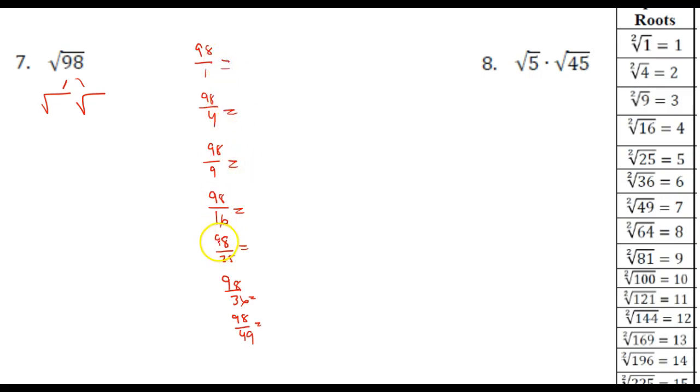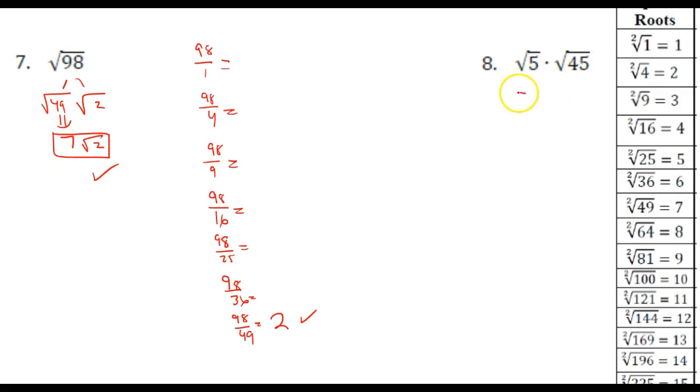But 98, I believe, our factors would be 49 and 2, since 98 divided by 49 is 2. I can square root 49, and I'll leave rad 2 in a radical, or in a square root, however you want to say it. So that one's done. Let's go on to number 8.